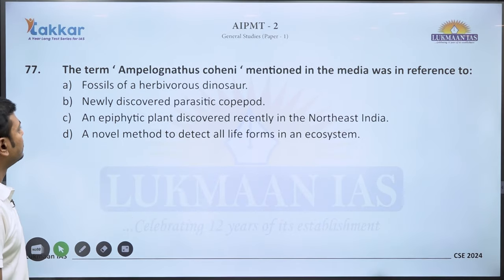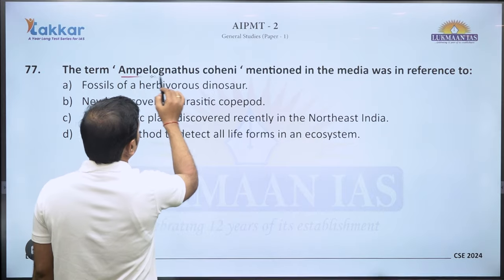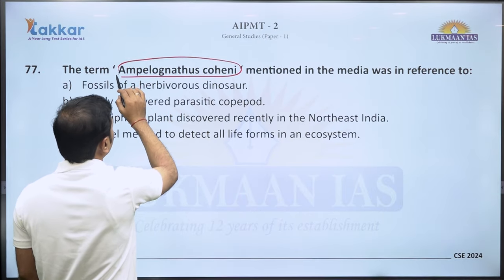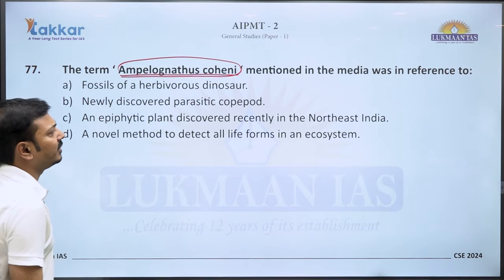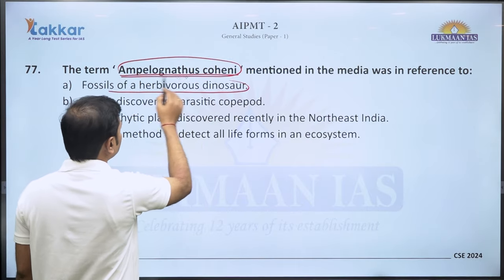What about this one? Kya hai ye? Ampelognathus Koheni. Theek hai? Ampelognathus Koheni, mentioned in media recently in reference to... Basically, these are the fossils of a herbivorous dinosaur.